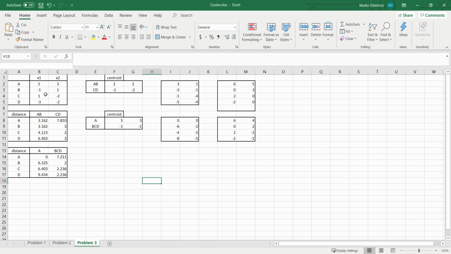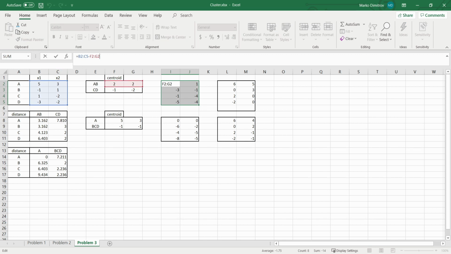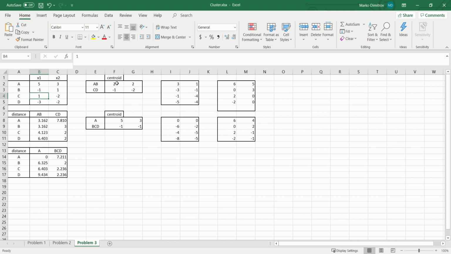The distances between each individual and the centroids. This can be done in this way. You select everything, and for the first centroid, it is just coordinates subtracted with corresponding coordinates. So 5 minus 2, 3 minus 2. Then the second one is -1, -2, so it is -3. Then 1 minus 2 is -1.